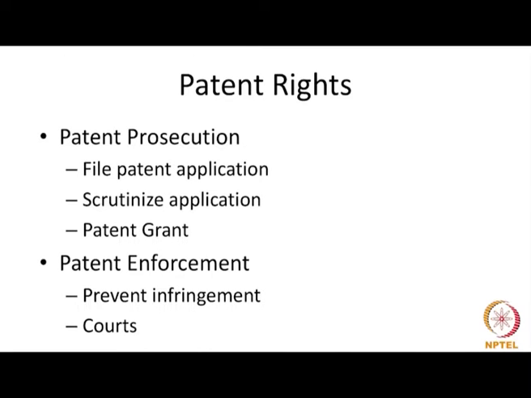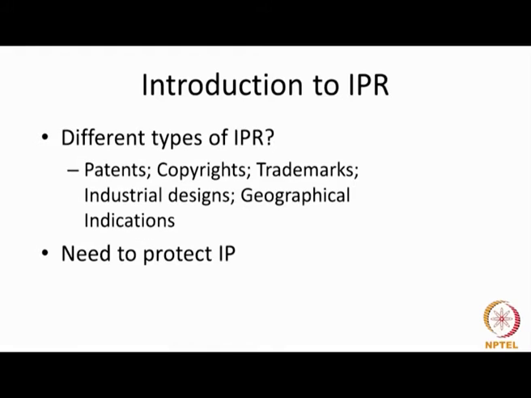The enforcement part happens before the courts. So, the task of the patent office or the intellectual property office is to scrutinize the patent application and grant a patent, whereas the courts or the judicial system are entrusted with the task of enforcing them. So, if there is an infringement of a patent, the patent holder will have to file an infringement suit before the courts.